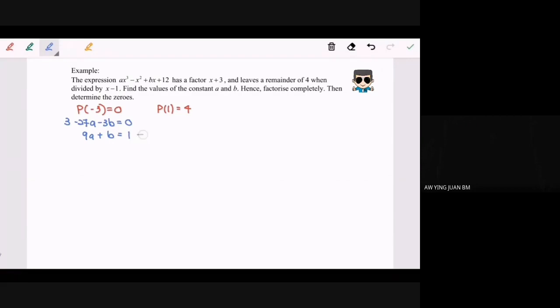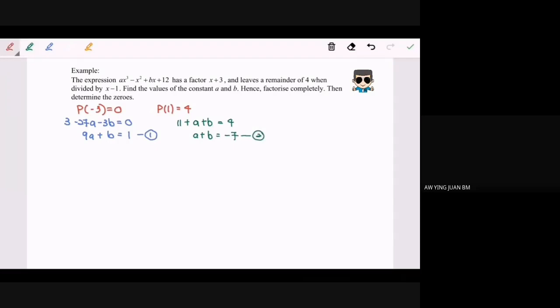That is the first equation. For the second equation, I'm going to substitute the value 1 into the expression, and I will have 11 plus a plus b equals 4. Rearrange, and I will have the second equation.